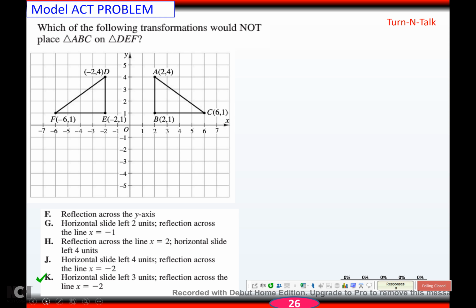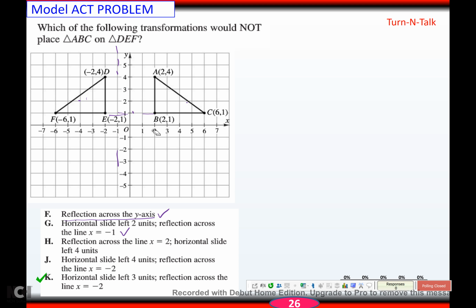And hopefully you got K. Which of the following transformations would not place ABC on triangle DEF? Well, if you reflect it across the y-axis, see how this is 2 units away? To go 2 units away and flip it over, you would be exactly on top of that. So that would. G, a horizontal slide left 2 and then reflect across the line x equals -1. If I move this 2 over, that would put it like this. And then if I reflect it over x equals -1, that would flip it over that line. So that's true.